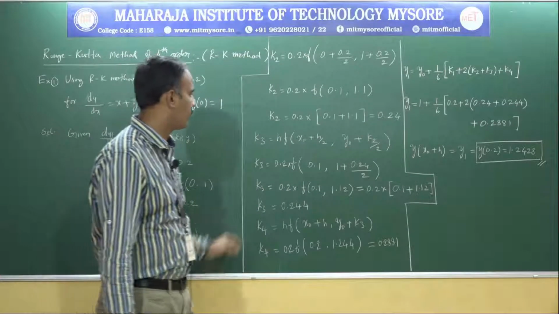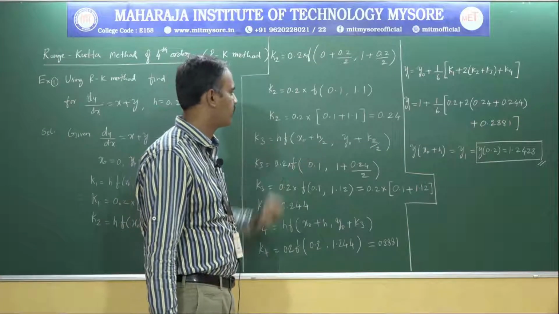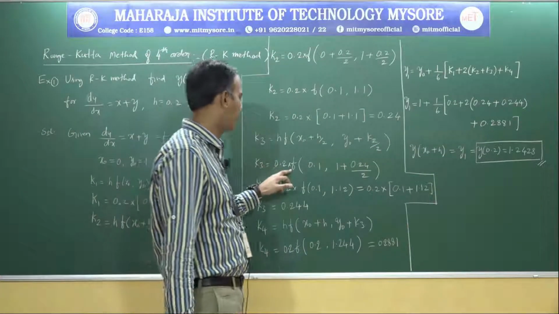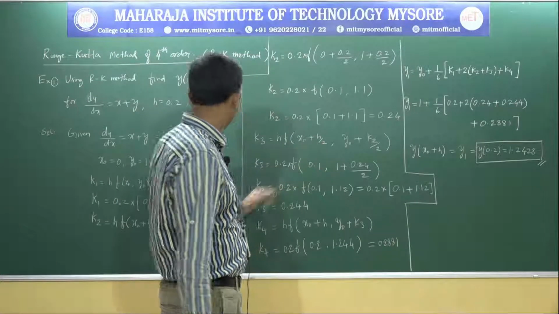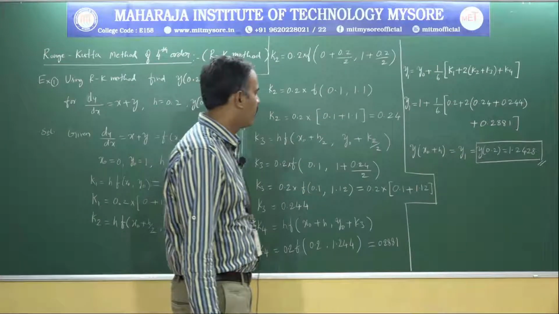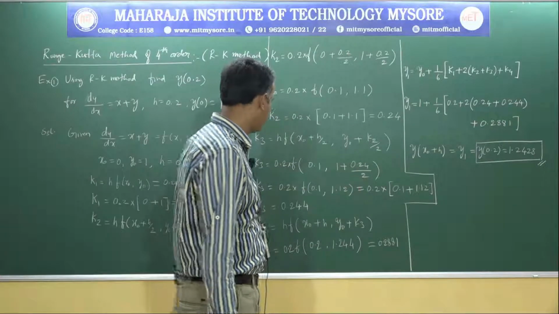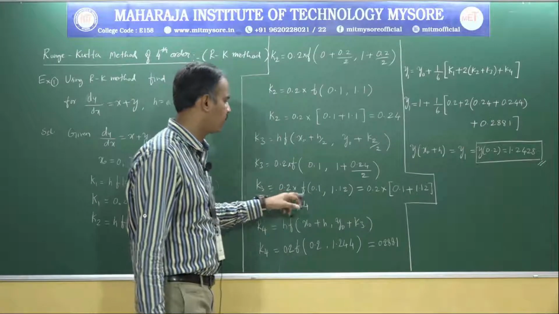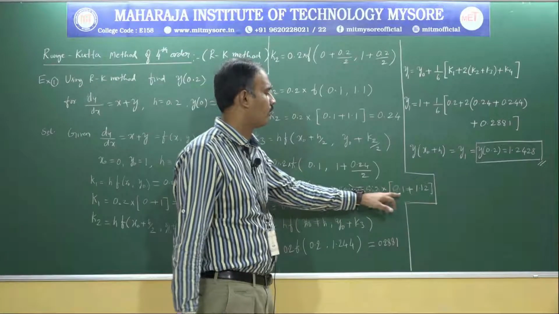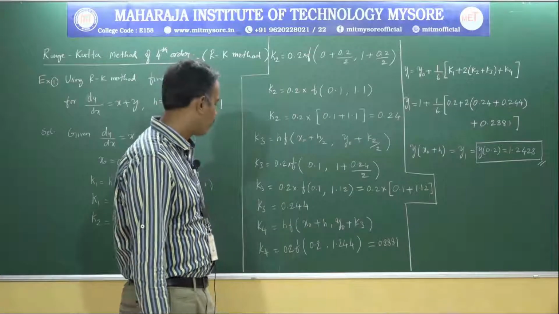Likewise, now we can find out k3. K3 is h into f of x naught plus h by 2, y naught plus k2 by 2. Now k3 is 0.2 into f of x naught plus h by 2; the previous result is the same, 0.1, so we replace it with 0.1. Next, y naught value 1, k2 previous value 0.24, denominator 2. Now k3 is 0.2 into f of 0.1 comma 1.12. After the substitution and simplifying, we get k3 as 0.244.